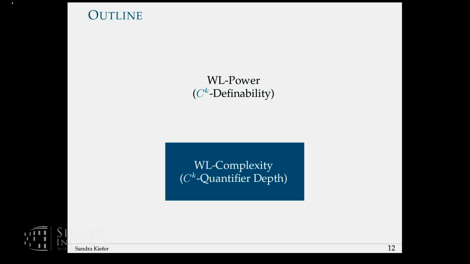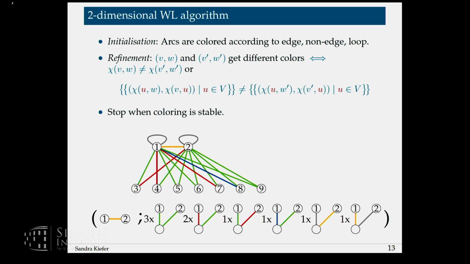Okay, now I'm going to talk about the complexity, and since I'm basically going to present results about the 2-dimensional algorithm, let's quickly see how it works. So the 2-dimensional algorithm colors 2-tuples, meaning the arcs of the graph, and in the beginning they are colored according to whether they are an edge, a non-edge, or a loop in the graph. Every arc has a color, so in a sense it is complete. And then in the refinement step, they get different colors if they had different colors before, so it's a refinement.